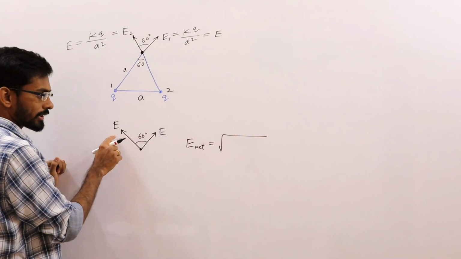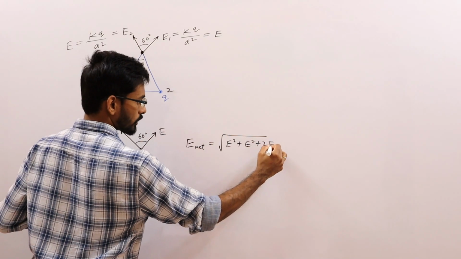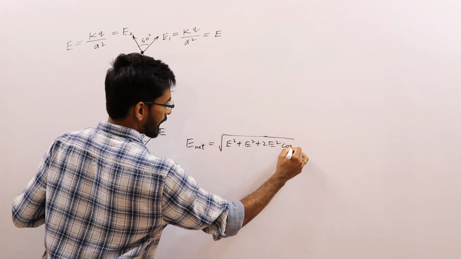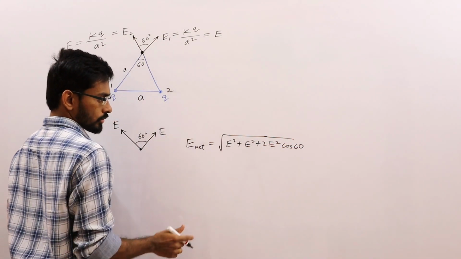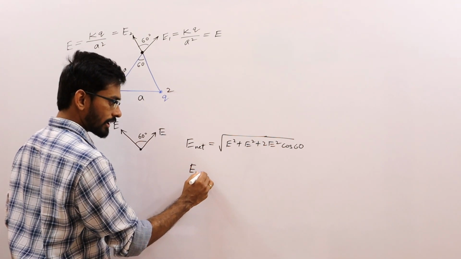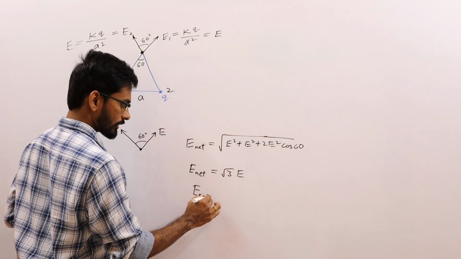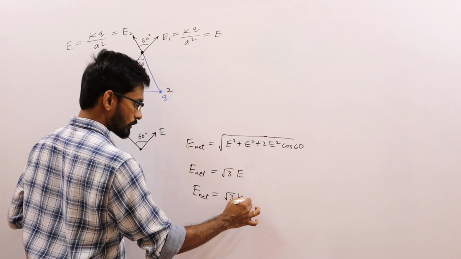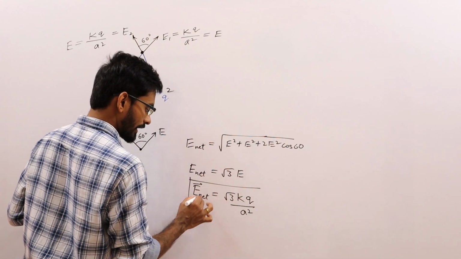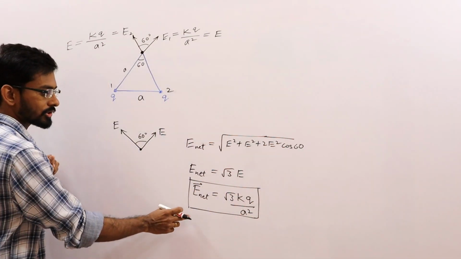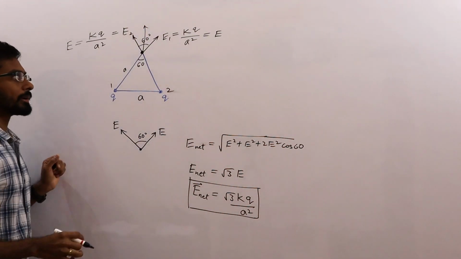under root of E1 square, that is E square, plus E2 square, plus 2 E1 E2, which is also E square, cos of the angle between them. What is the angle? 60 degrees, so cos 60. Cos 60 is 1 by 2. So you will get the net electric field at that point as root 3 times E. That is, the net electric field at that point will be given by root 3 into KQ by A square. So this is how to calculate the net electric field. And the direction will be in this direction. As these two are identical, it will be along the angular bisector of these two forces.